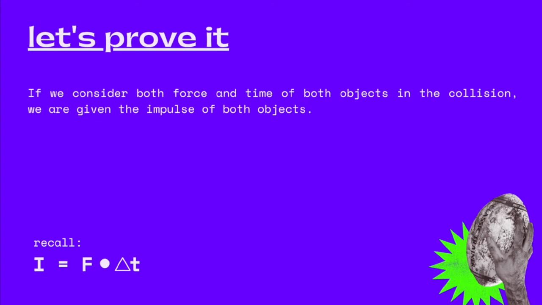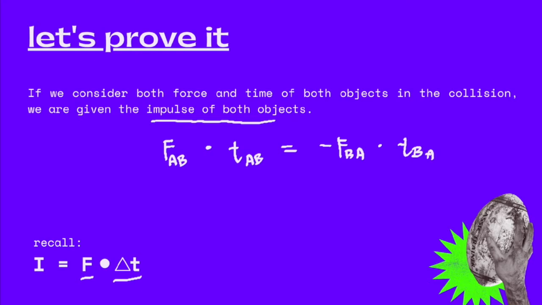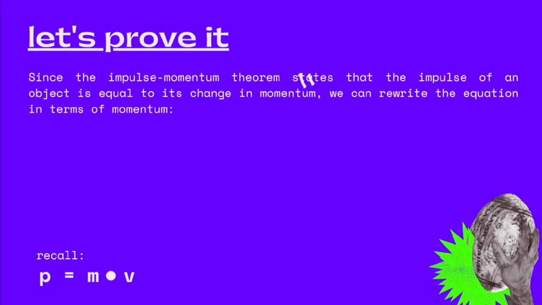And interestingly, if we put these two together in an equation, we get the impulse of both objects. So recall that the formula for impulse is F times the change in time. Okay, so let's write that down. The force that A applies to object B times the change in time, or the time that A is in contact with B, is equal to, again, the negative of the force that object B applies to A times the time that object B is in contact with object A. So we can simply write this as I, or impulse, of object A is equal to the negative impulse of object B. And if you recall as well, we have the impulse-momentum theorem to help us relate our current equation with momentum.